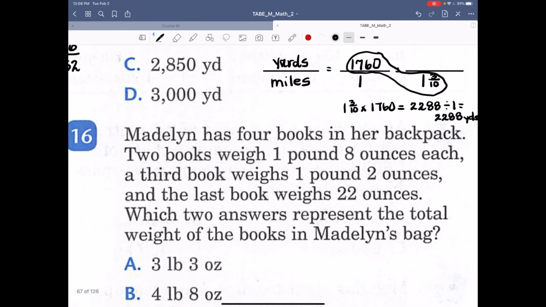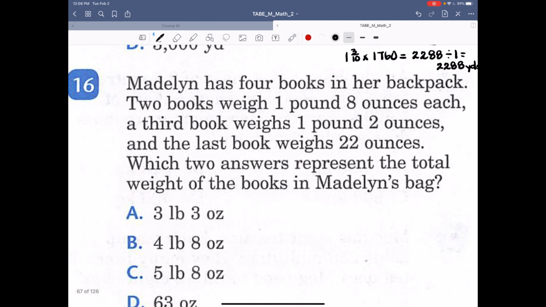Number 16. Madeline has 4 books in her backpack. 2 books weigh 1 pound 8 ounces each. A third book weighs 1 pound 2 ounces. And the last book weighs 22 ounces. Which 2 answers represent the total weight of the books in Madeline's bag?